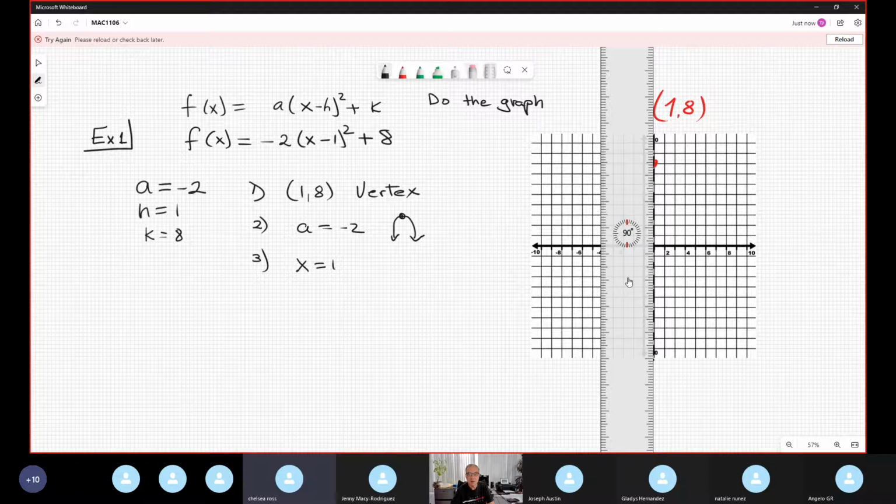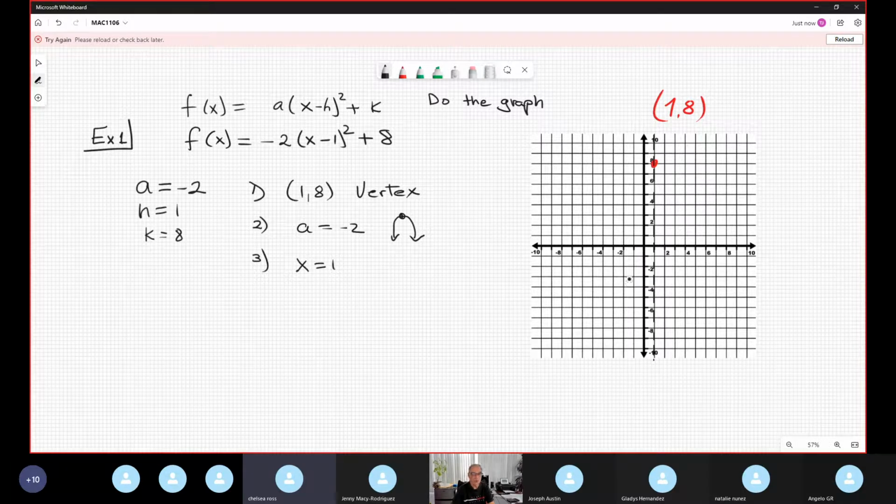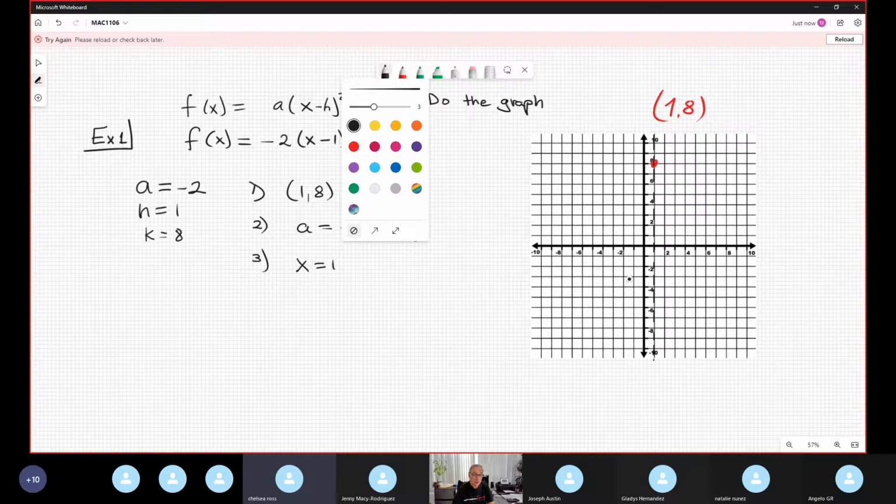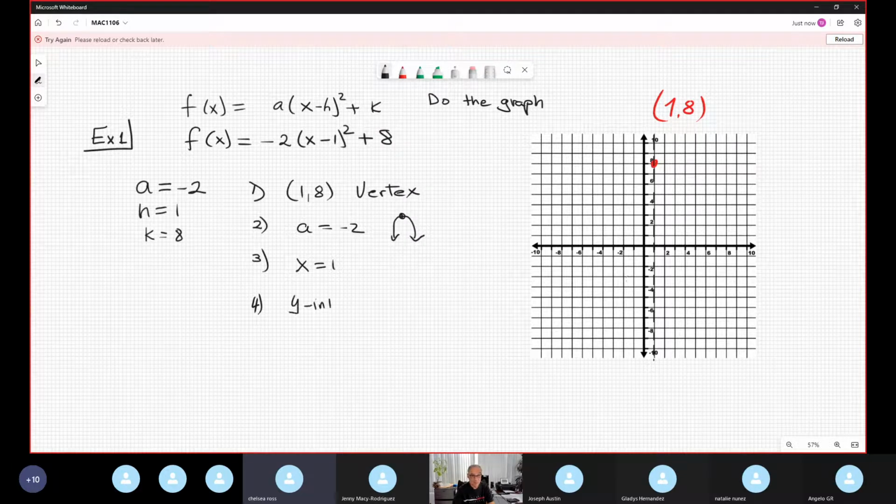And number 4 is the super important points, the y-intercept and x-intercept. Let's do it one by one. Y-intercept first. What is the formula? I don't remember. You evaluate the function at 0. Function notation. Basically, f of 0 is -2 (0 minus 1) squared plus 8. Just replace x with 0.